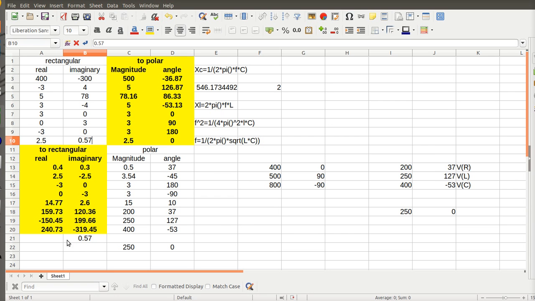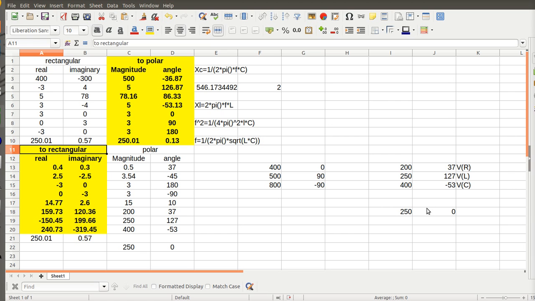And if I sum these, which all I have to do is copy, Control C, Control V, I get 250.1. So from a rectangular standpoint, I get 250.01. And that works out to have a magnitude and angle of 250 at an angle of 0.13. Does that look familiar?